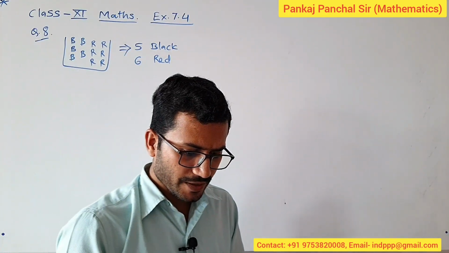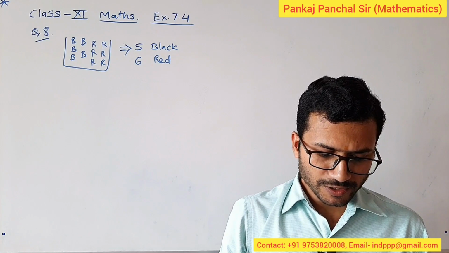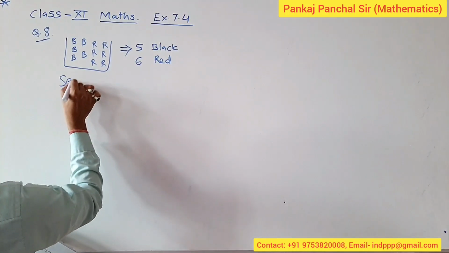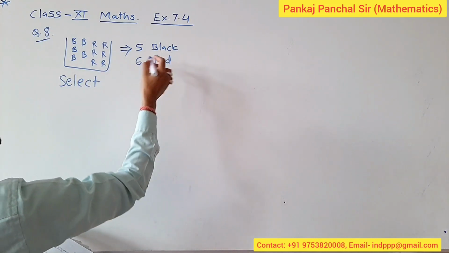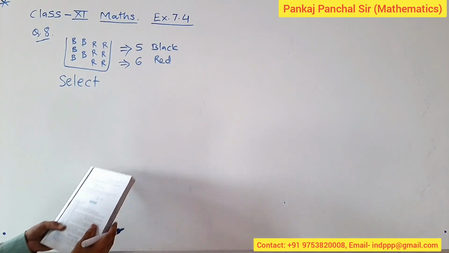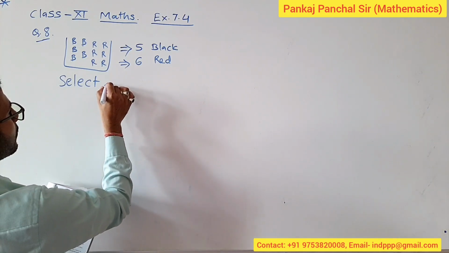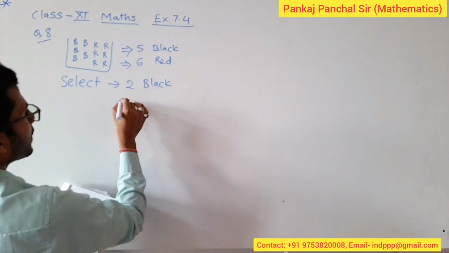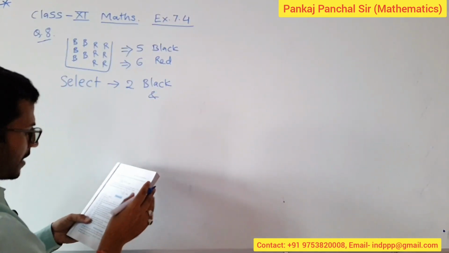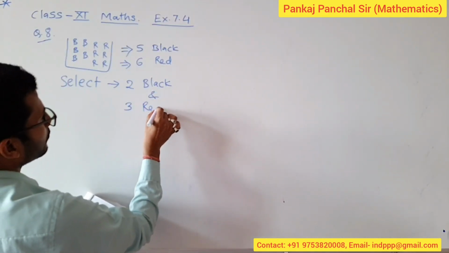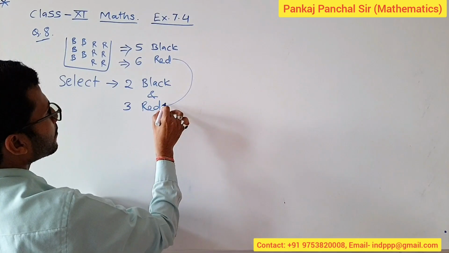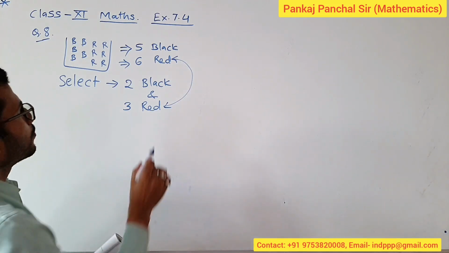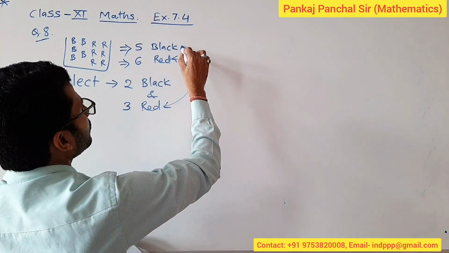Determine the number of ways in which 2 black and 3 red balls can be selected. Now we have to select. So these are the values of n. 2 black and 3 red balls. So 3 red we can select from these red, and 2 black we can select from these.